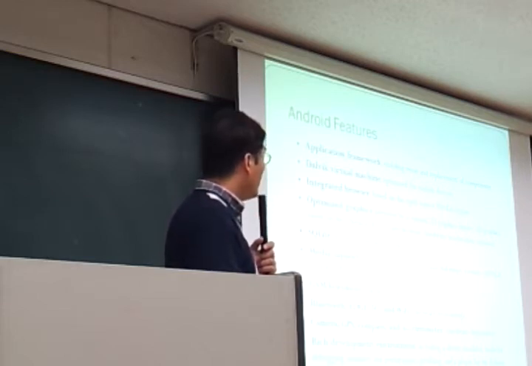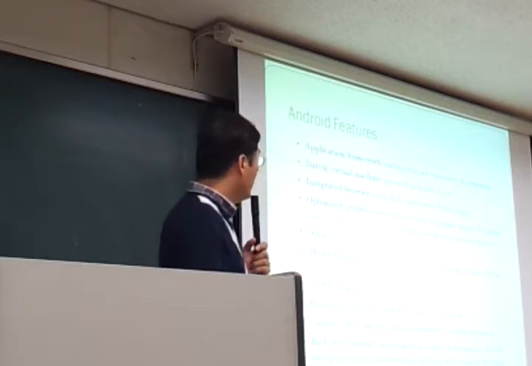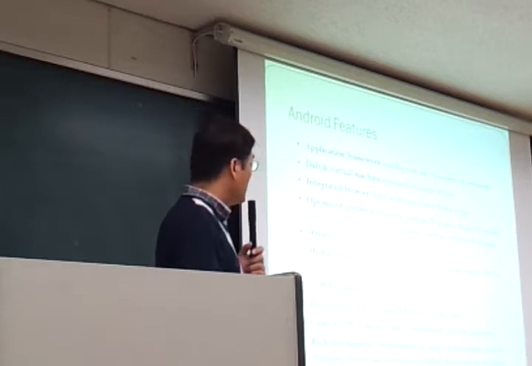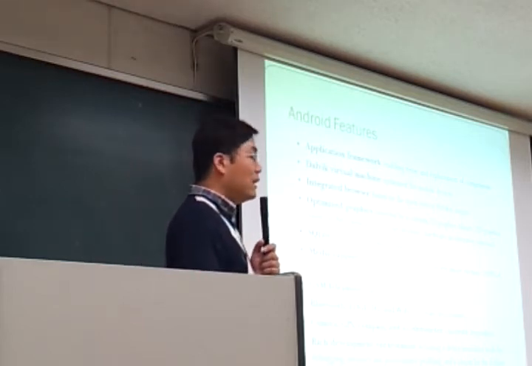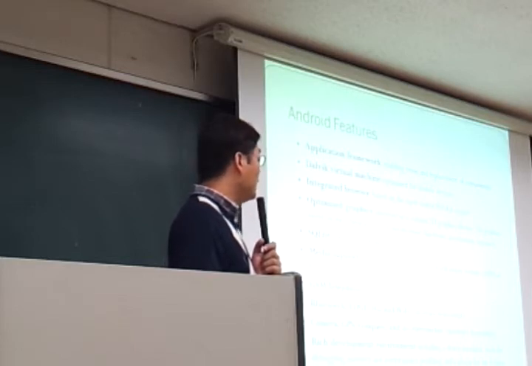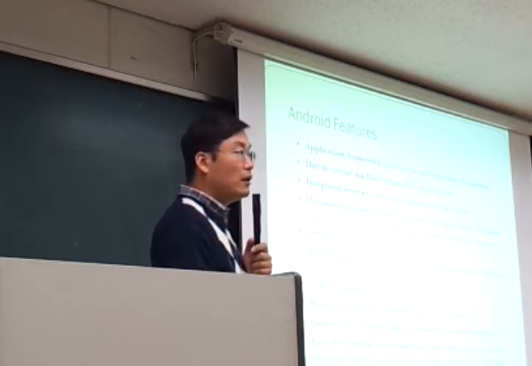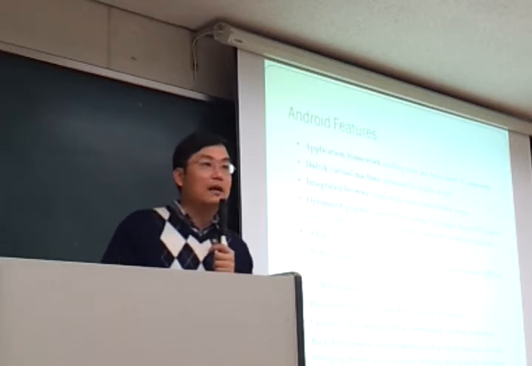Media support for audio, video, and still image formats. So MPEG-4, H.264, MP3, JPG, PNG, AAC, AMR, all these audio, video formats are supported. And based on your hardware, you can have the GSM telephone. Bluetooth, Edge, 3G, and Wi-Fi, camera, GPS, compass, and accelerometer. Also, rich development environment. Like you have the device simulator, tools for debugging memory and performance profiling, and plugin for the Eclipse IDE. So we'll look at this development environment, how you install the development environment, and actually start using this environment to create Android applications.